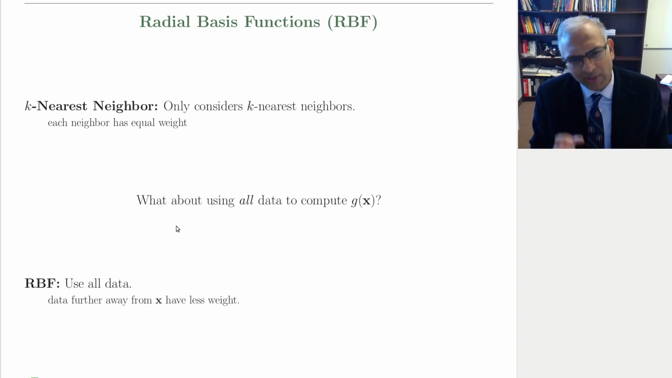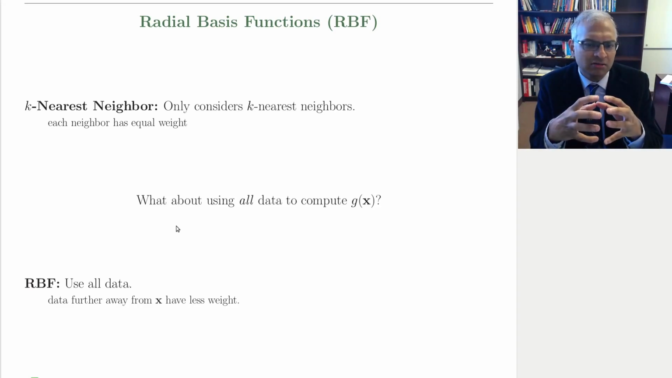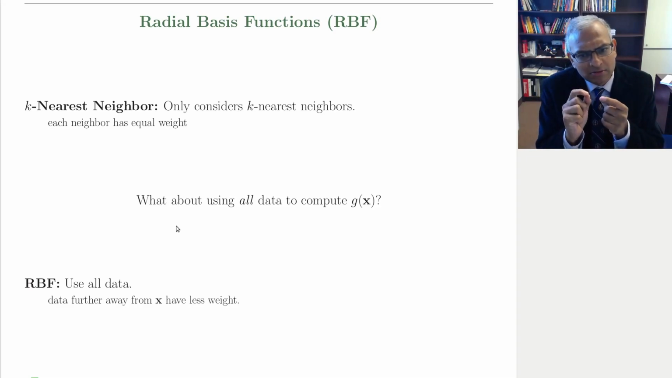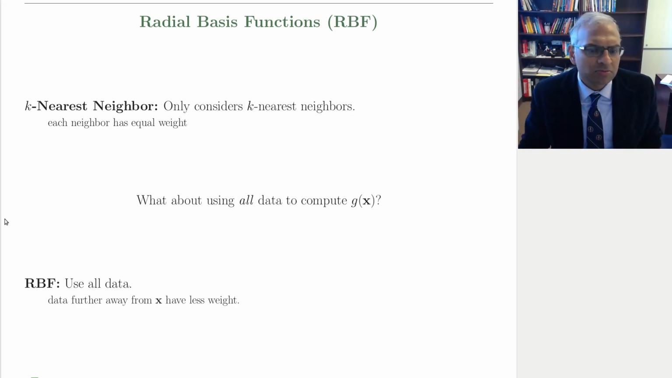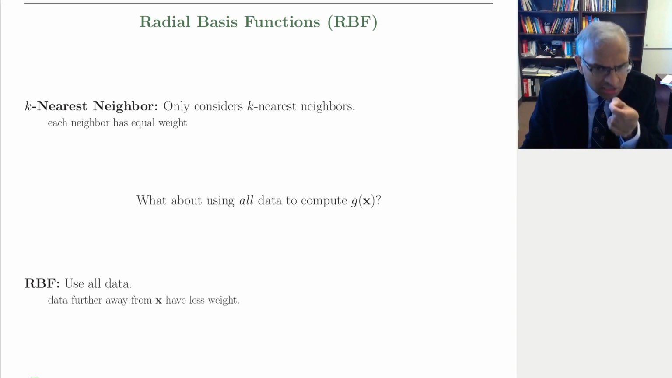Now today we're going to discuss softening the k-nearest neighbor algorithm. And what do I mean by softening? Well, the k-nearest neighbor algorithm uses the k-nearest neighbors, and that's it. Okay, and there are all these n minus k other data points that you seem to be ignoring with respect to the classification of your test point x.